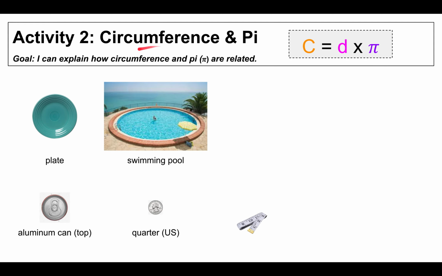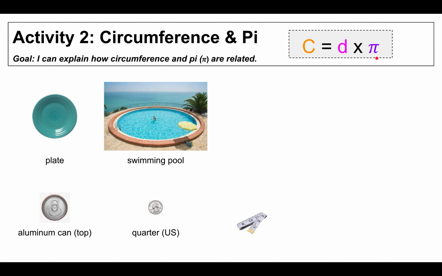And we're going to connect back to circumference because remember, we want to be able to figure out the circumference of a circle. And in order to do that, you're going to need to use this formula. Well, we don't want to just use a formula when we don't understand what it means. So this video is going to explain how you can find the circumference of a circle by taking its diameter and multiplying it by pi.